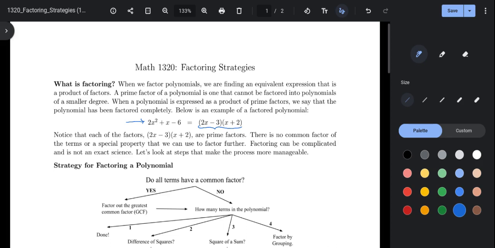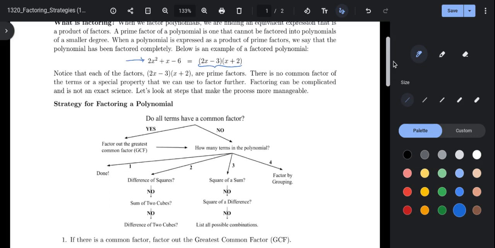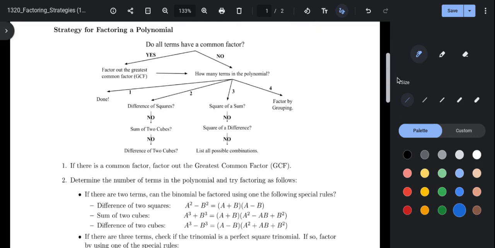Now, when we're given a polynomial and asked to factor it completely, it can be complicated, and it's not an exact science. And because of that, we have a lot of different strategies that we can try in order to factor a polynomial, but not all polynomials are actually going to be factorable. Now, in this course, when you're asked to factor a polynomial, you will be able to use one of these strategies, but as you go beyond the course, every polynomial you encounter is not always factorable. So let's go ahead and look at some strategies that can help make this process more manageable.